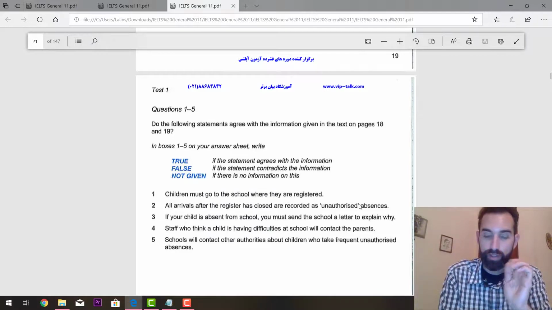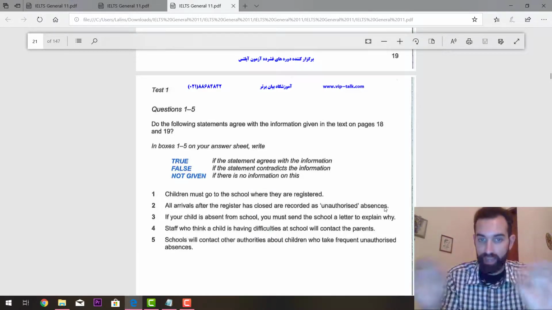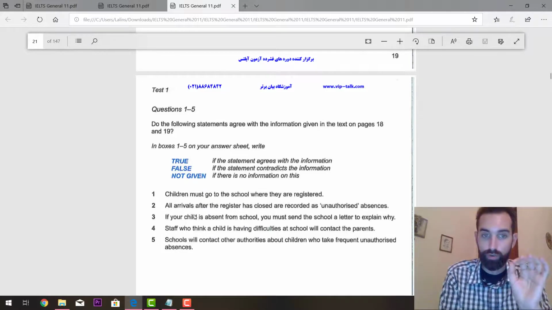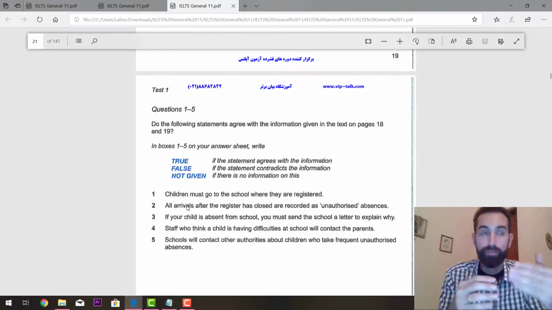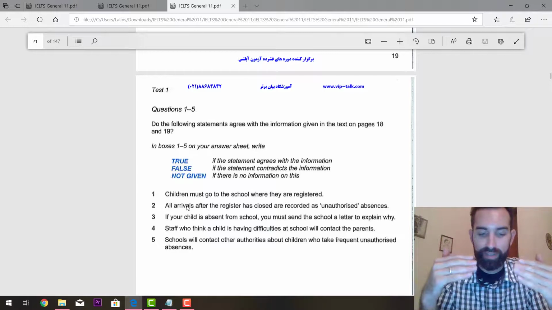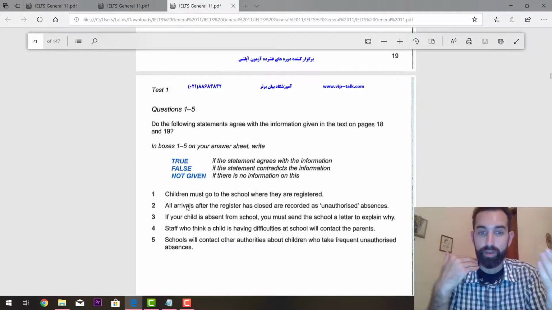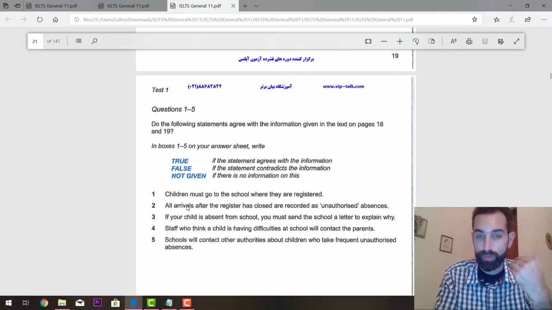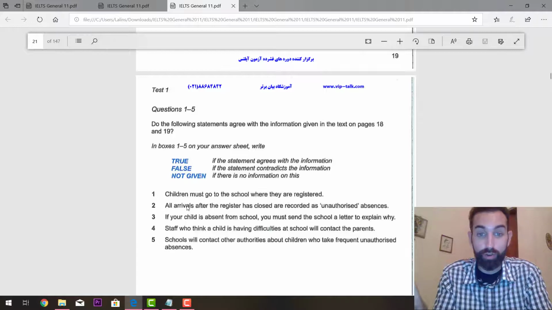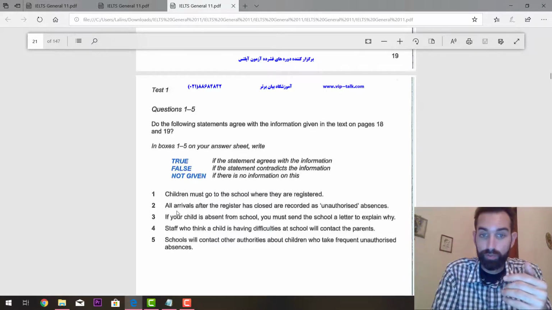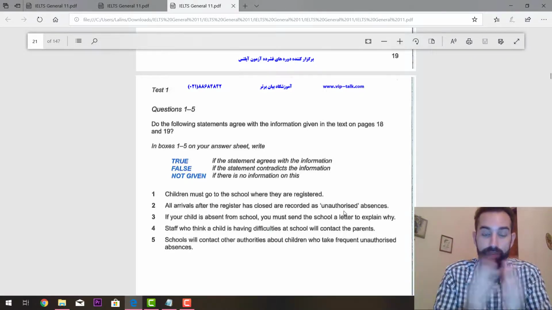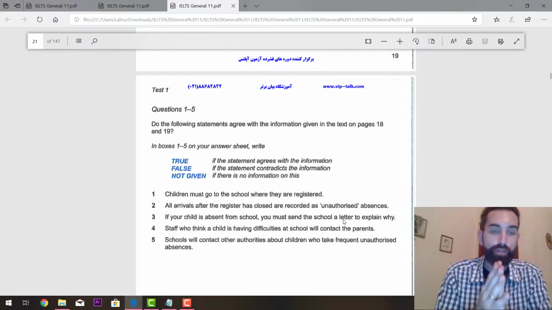Hence, it's not all arrivals. Make sure you understand the full sentence you're trying to find. Basically, you're trying to confirm it as true, confirm it as false, or look for whether the information is not there at all. If you don't find anything to do with one of these sentences, then it's just not given. There is no information given on that statement. So then that will be not given.